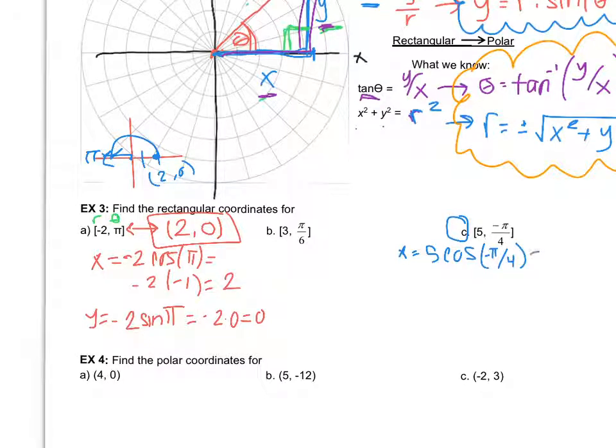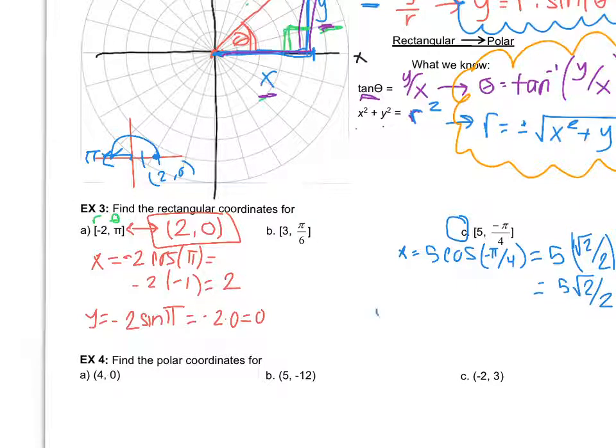Using your unit circle, which you should always have handy at this point when we're talking about polar graphs. The cosine of negative pi over 4. Think about where positive pi over 4 is, and then you would identify where negative pi over 4 is. The cosine would be the x-coordinate for that, which is root 2 over 2. So the x value here is just 5 root 2 over 2.